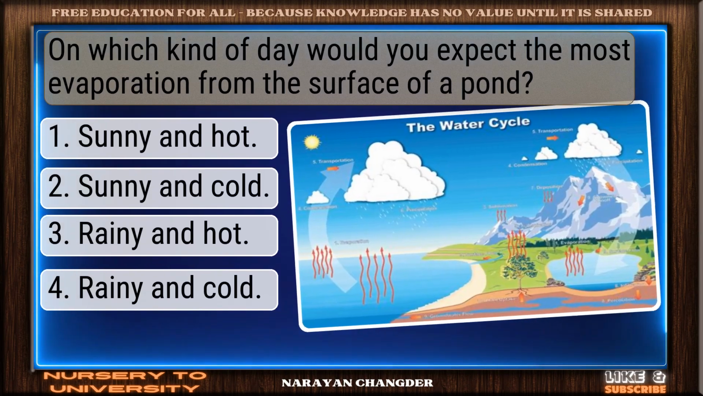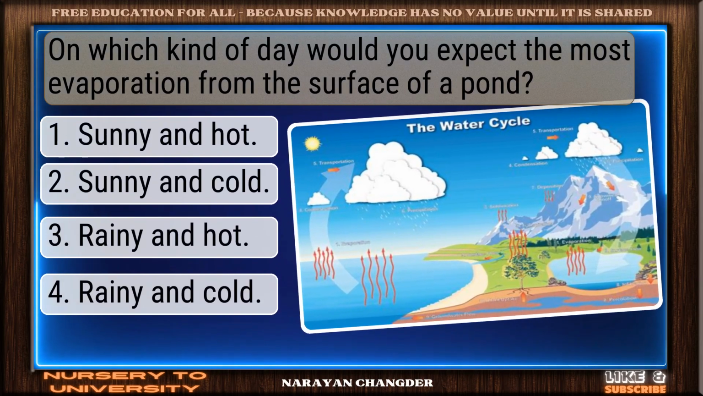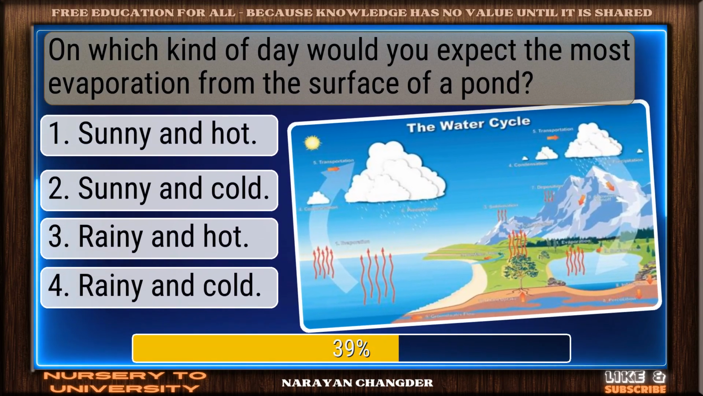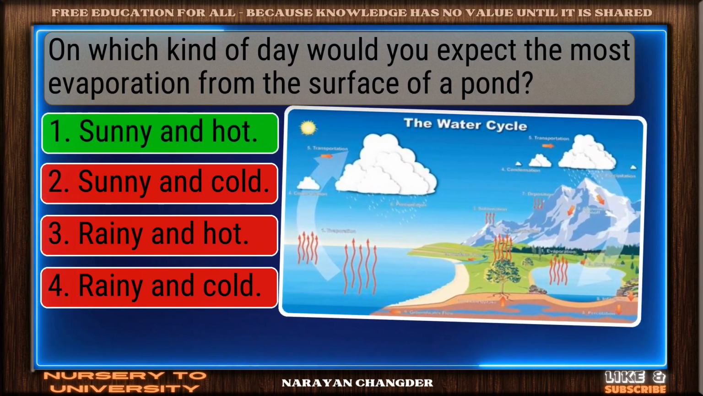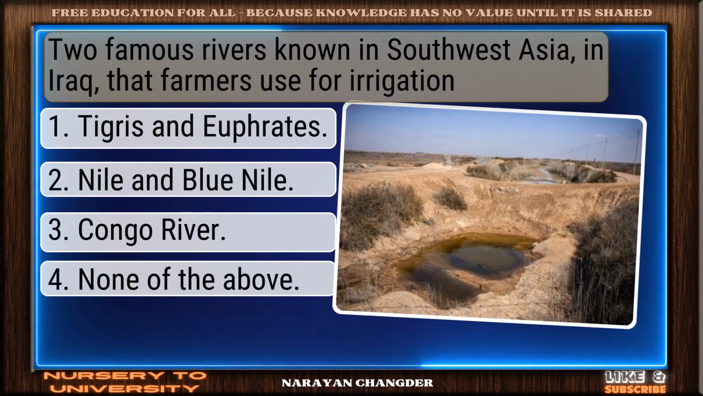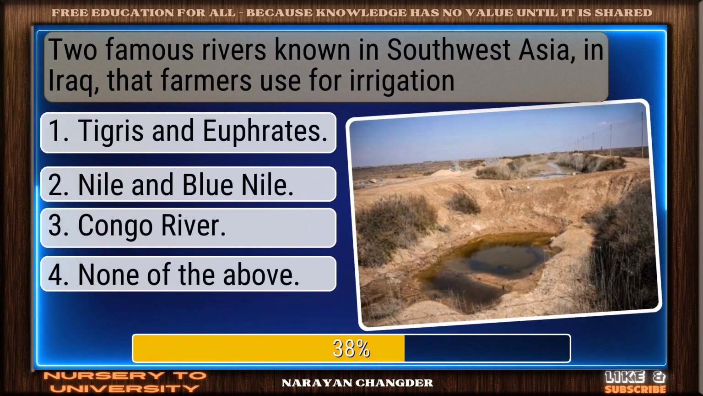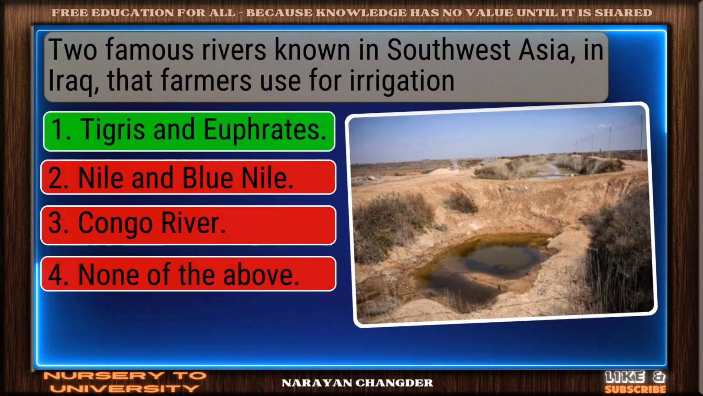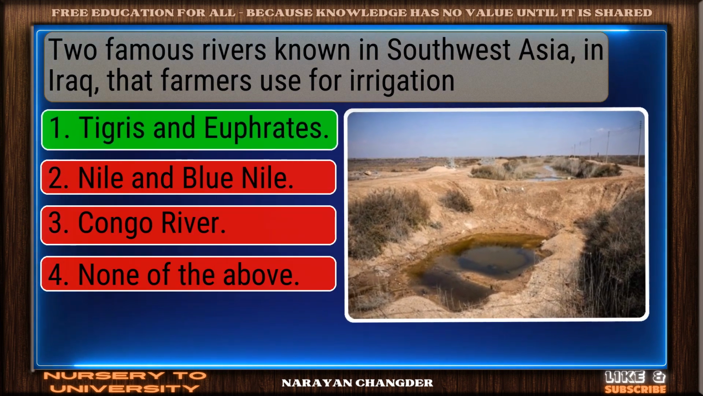On which kind of day would you expect the most evaporation from the surface of a pond? Well done. Sunny and hot is the right choice. Two famous rivers known in Southwest Asia, in Iraq, that farmers use for irrigation. Exactly. Tigris and Euphrates makes sense, and it is the right choice.